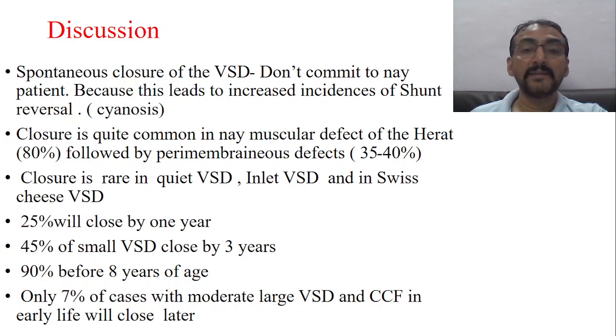See, if it is a small VSD, there will be a good chance of closure later in life. But if it is a moderate VSD, or if the baby has VSD during early infantile or early neonatal life, and then CCF develops as a complication, then the chance of closing is very low, only 7%. This much detail is not required for us, but I have given it for information purposes.